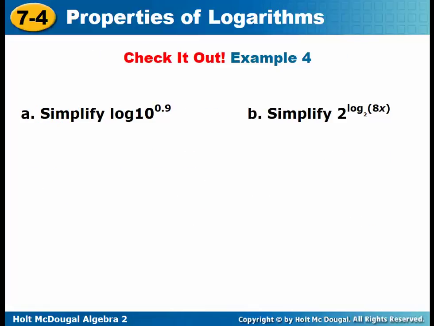Here's just a couple more examples using the same thing. Remember that the common log has a base of 10, so here we have the 10s matching up again. So the answer to this will just be 0.9. And here we have the 2 as our base of our exponential form, and also 2 as the base in our log that is the exponent. So this is also an inverse situation, and the answer will just be 8x.